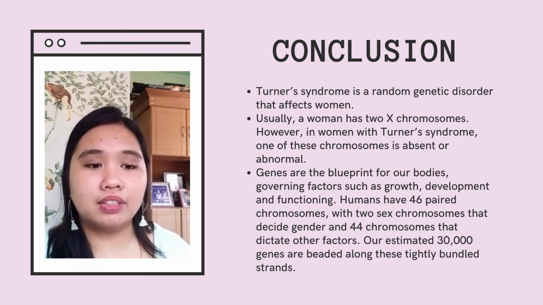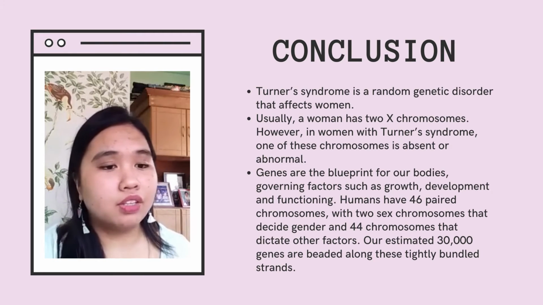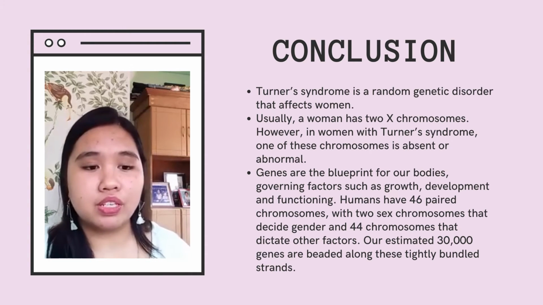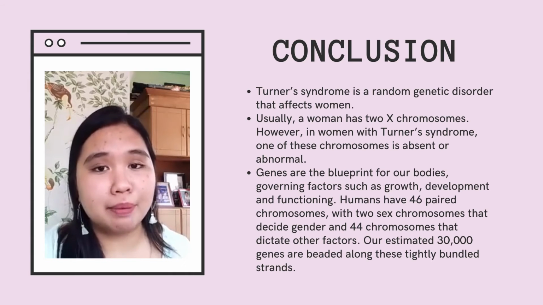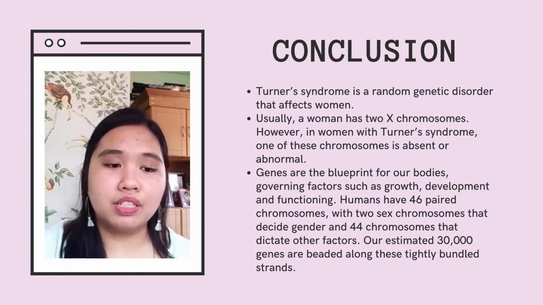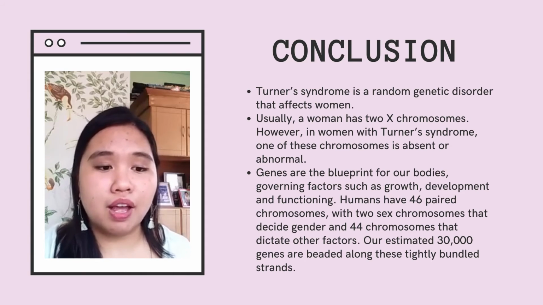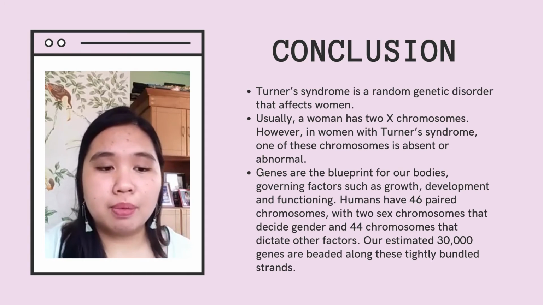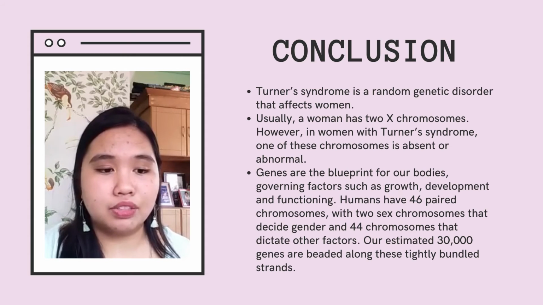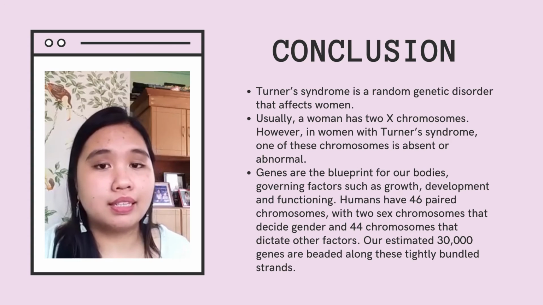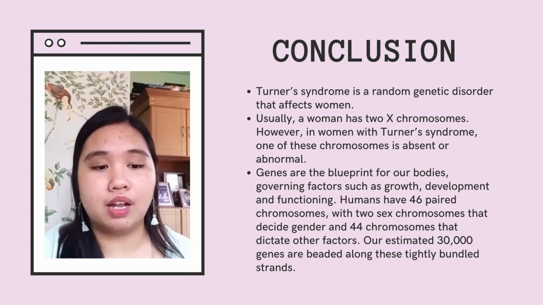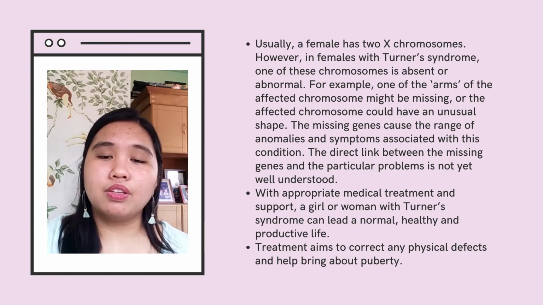Turner syndrome is a random genetic disorder that affects women. Usually, a woman has two X chromosomes. However, in women with Turner syndrome, one of these chromosomes is absent or abnormal. Genes are the blueprint for our bodies, governing factors such as growth, development, and functioning. Humans have 46 paired chromosomes, with 2 sex chromosomes that decide gender and 44 chromosomes that dictate other factors. Our estimated 30,000 genes are beaded along this tightly bundled strand.